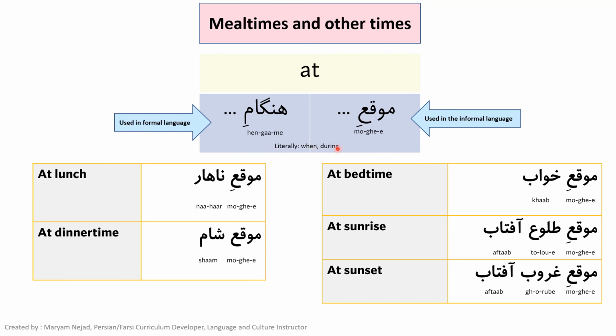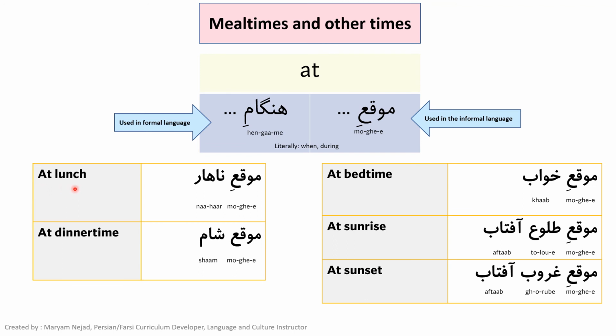The meaning of these two prepositions is when or during. For example, if we want to say at sunrise, then we don't use at, because at would be dar, right? But we don't say dar طلوع آفتاب. We need to say موقع طلوع آفتاب. It's like literally saying during sunrise. Or like at sunset, موقع غروب آفتاب. And آفتاب means sun. And غروب is like when the sun is setting, and طلوع is like when the sun is rising.